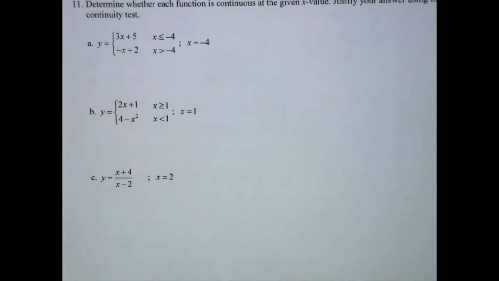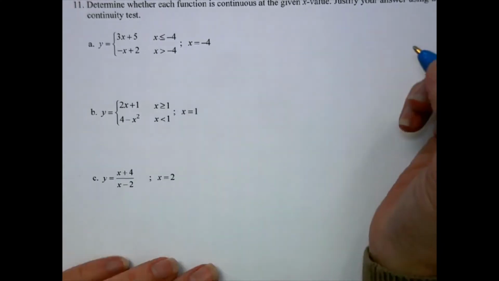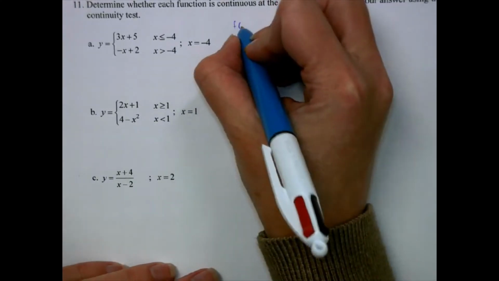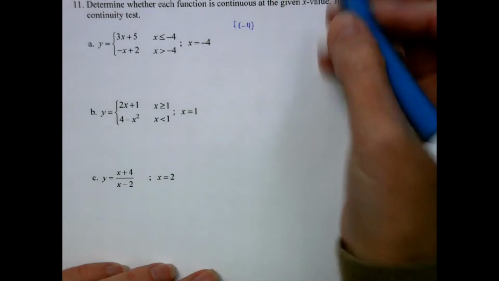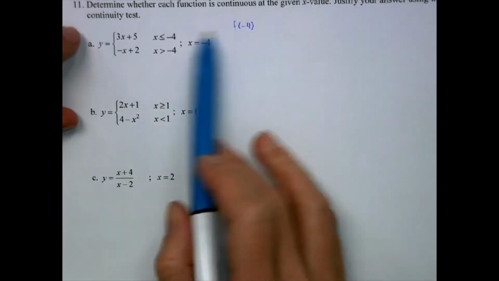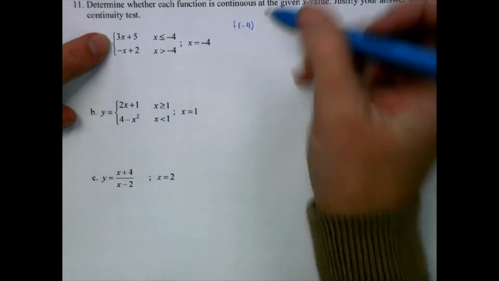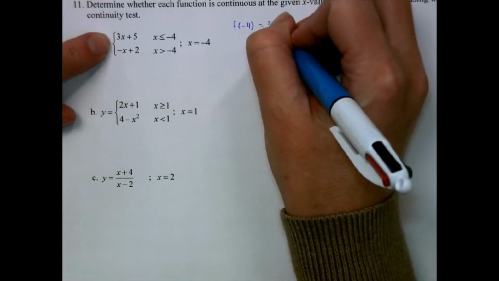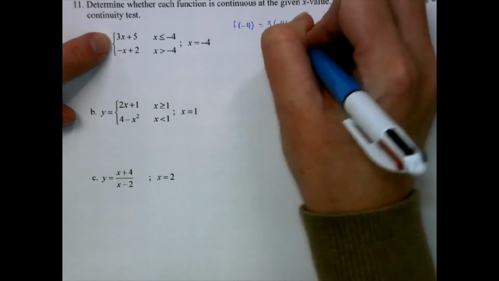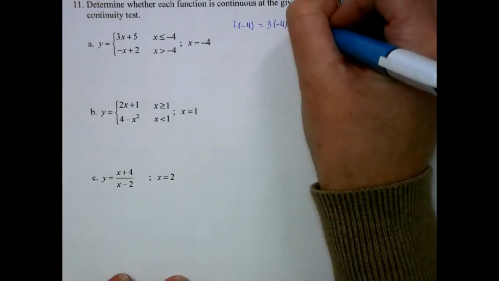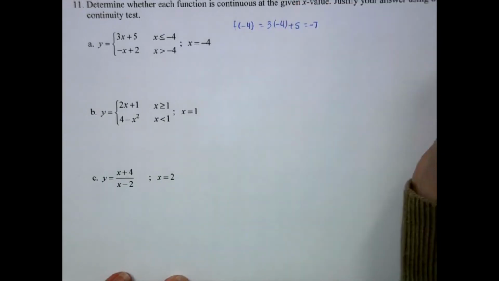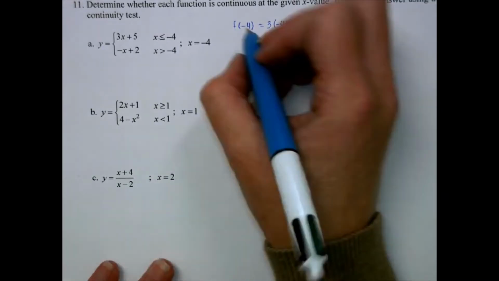Okay, so we're going to look and see if these are continuous. So first we look at, is there a function value? And again, remember, this is going to be multiple choice, so the amount of work you show is really up to you. So if I plug -4 in, we plug it into here. That's going to be 3 times -4 plus 5, which is -12 plus 5, which is -7. So it has a function value, it passes the first part.